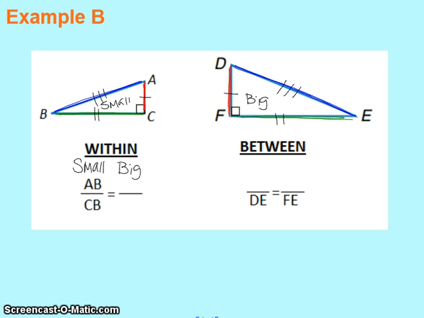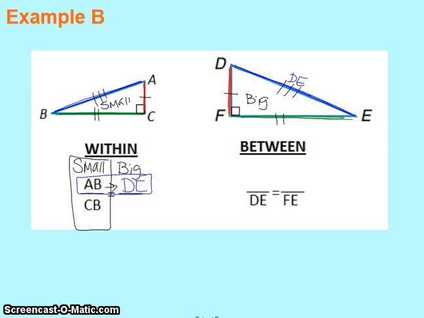So I know that AB and CB are both on my small one. Those all go together. So I need to find something on my big one that's going to correspond with AB. Well, I know that AB is blue. So what I know is that this across from it also needs to be blue, but it needs to be on my larger one. The one that's on my larger one that's blue is side DE.